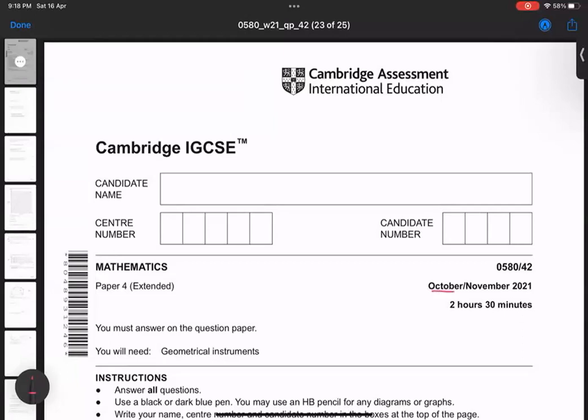This is a paper for November 2021 and variant 42. So let's start this paper.